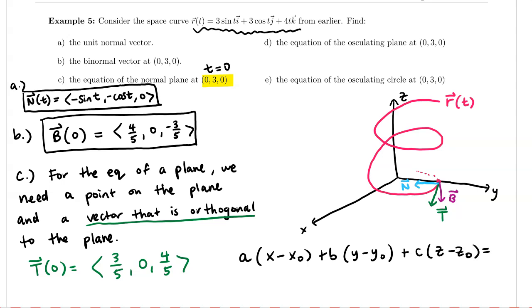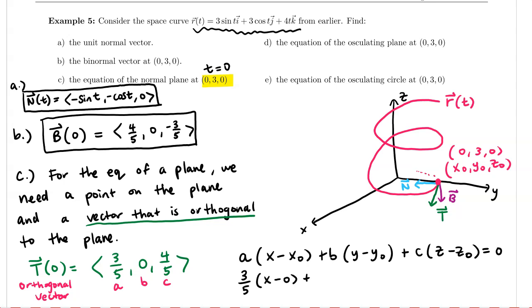is equal to 0. And in this case, right here, that is x naught, y naught, z naught, which happens to be (0, 3, 0). And then this represents our orthogonal vector. And so this is A, this is B, and this is C. So let's put those things together now. We have 3/5 times (x minus 0) plus 0 times (y minus 3) plus 4/5 times (z minus 0) is equal to 0. Let's clean this up.